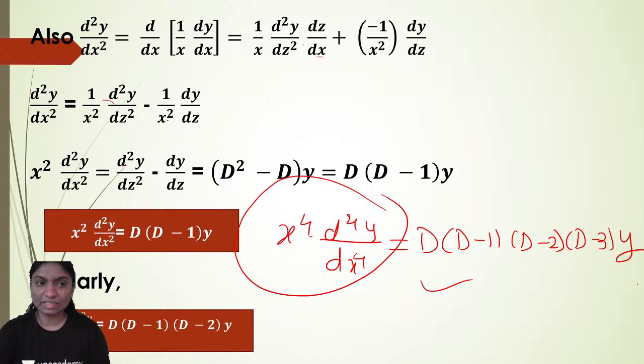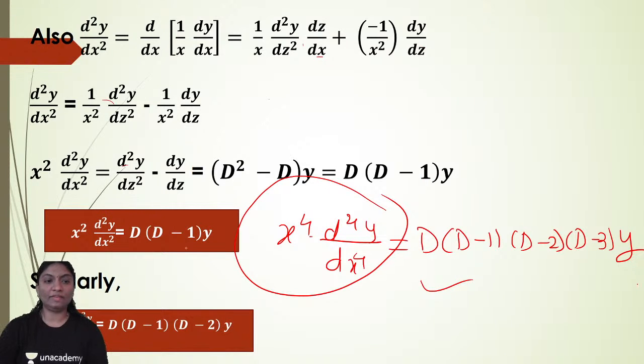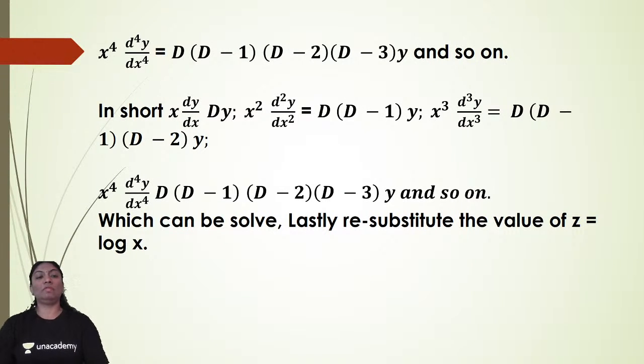See, if you observe in the previous steps, whenever there is x into dy by dx, directly we can write d into y. Whenever there is x square d2y by dx square, we write d into d minus 1 of y. So x cube d cube y by dx cube is d into d minus 1 into d minus 2 of y. So x raised to 4 into d raised to 4y upon dx raised to 4 is equal to d into d minus 1 into d minus 2 into d minus 3 of y. Similarly and so on.